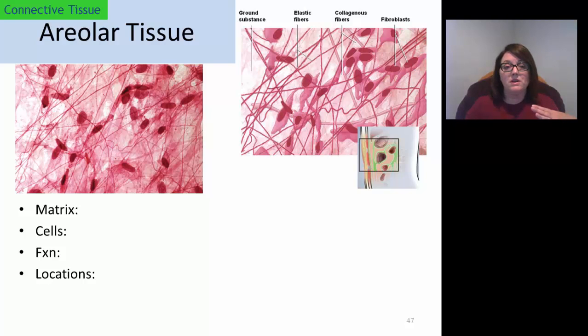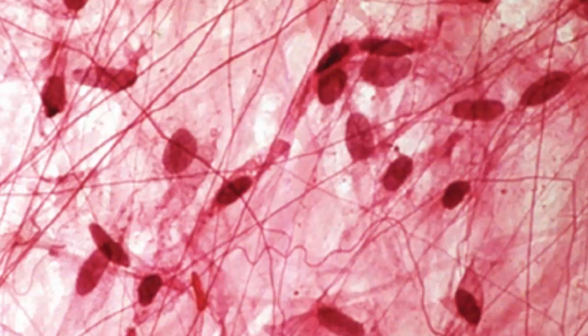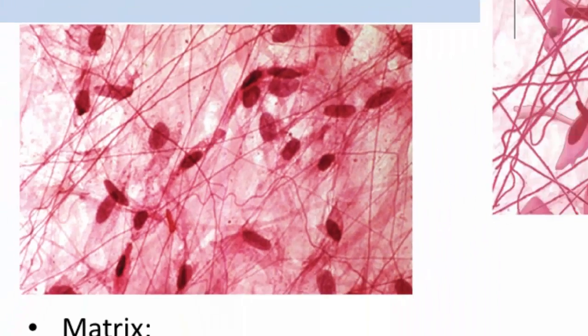So first up here is areolar tissue, which is a type of loose connective tissue that's found all over the place in the body. Areolar tissue is the true glue of your body. It's what glues different tissues together. And whenever I see areolar tissue, I see strings and beans, right?